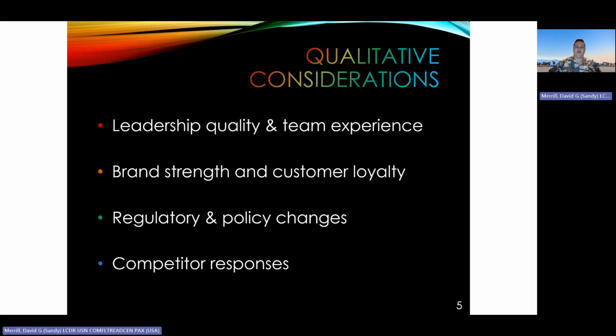Those numbers don't tell the whole story. We also need to factor in qualitative inputs, leadership quality, and team experience.